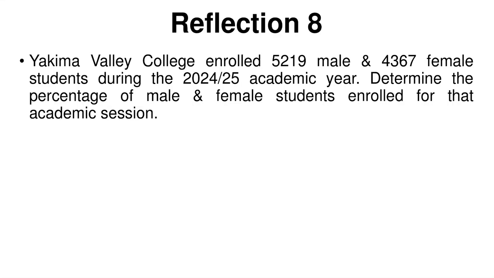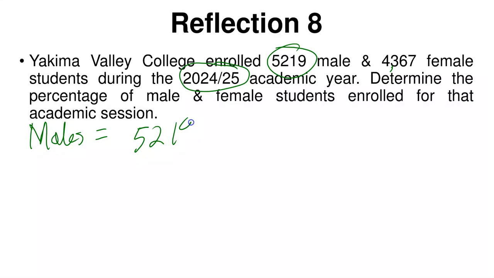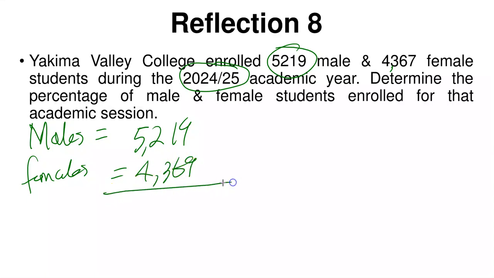It says Yakima Valley College enrolled 5,219 male and 4,369 female students during the 2024-25 academic year. It said determine the percentage of male and female students enrolled for that academic session. So first of all, we need to determine the total. For the males, we know that it is 5219. For the females, we know that it is 4,369. If you add these two together, we're going to have 9,586 as the total.